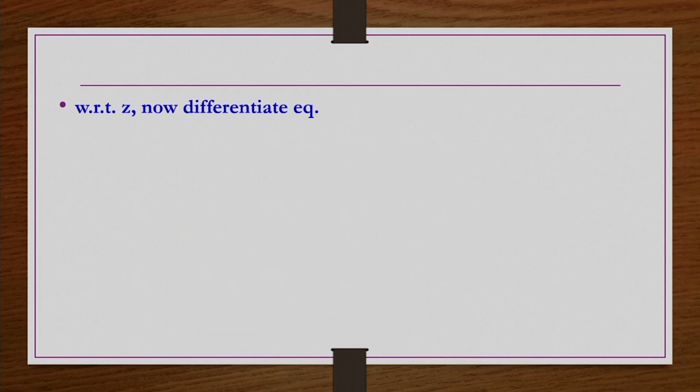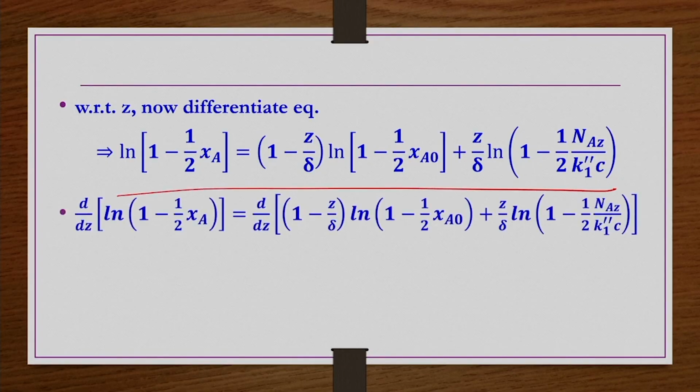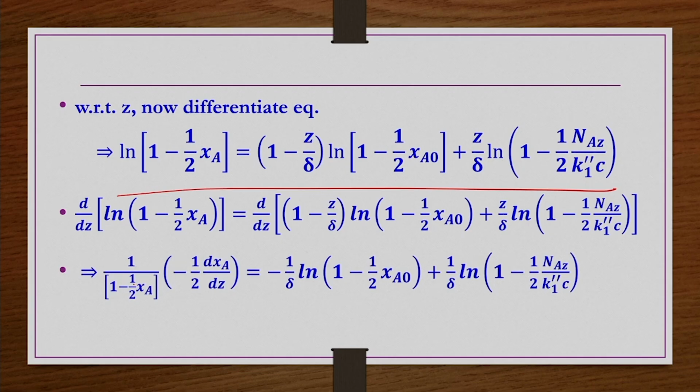Now, we have to differentiate that concentration profile in order to get the flux equation, because in the flux equation we have the minus dXa by dz term. So, this is the equation that we got. If you differentiate both sides with respect to z, what do you get? Left hand side, 1 by 1 minus 1 by 2 Xa, minus 1 by 2 dXa by dz, is equal to here minus 1 by delta ln 1 minus 1 by 2 Xa naught, here 1 by delta ln 1 minus 1 by 2 NAZ by K1 double prime C.